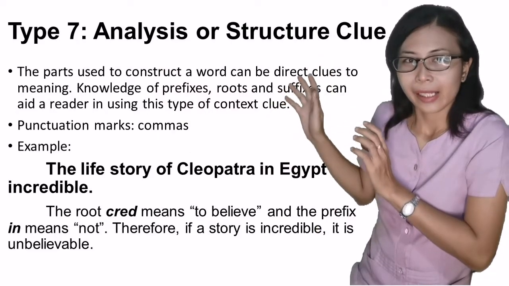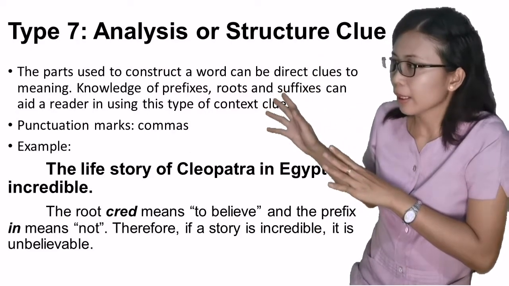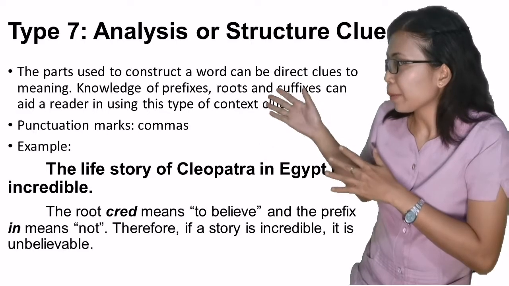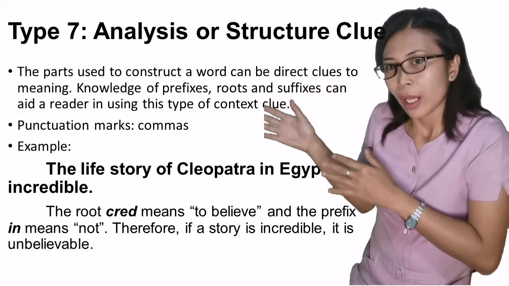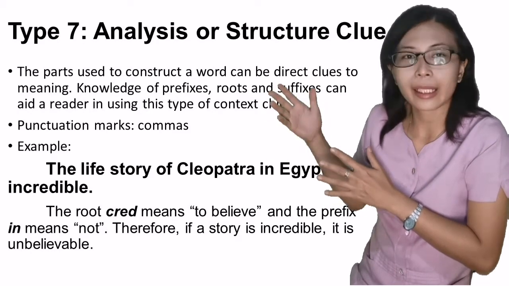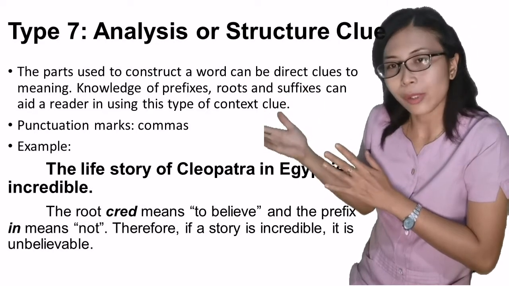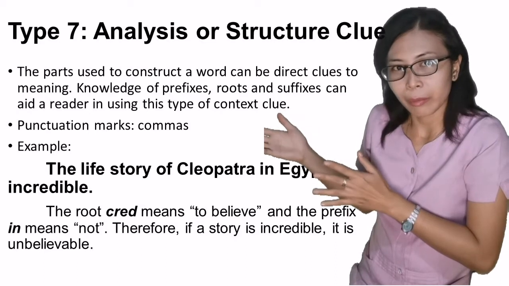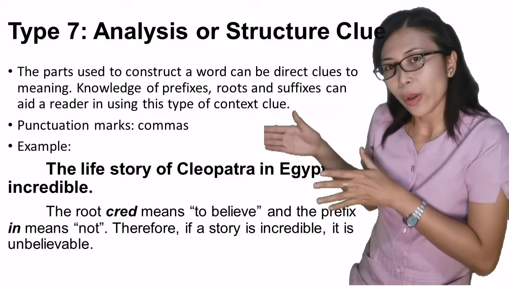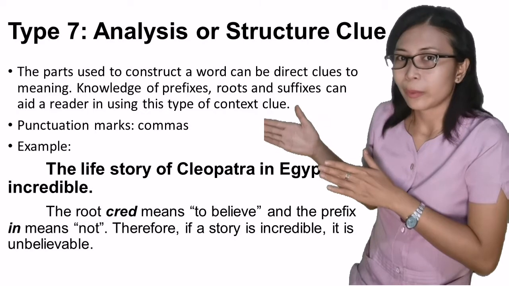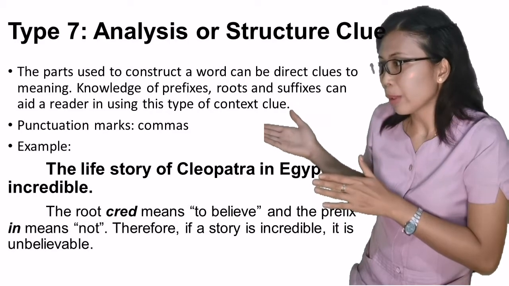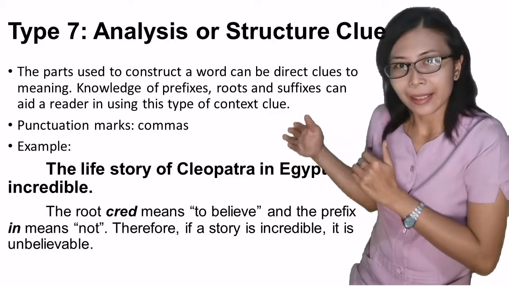The example for this type of context clue is about Cleopatra. The life story of Cleopatra in Egypt is incredible. Cleopatra is one of the royal leaders in Egypt during the ancient times. So, her life story is said to be incredible. Now, by looking at the structure of the word incredible, we would be able to know it. The word incredible has a prefix, a root word, and a suffix.